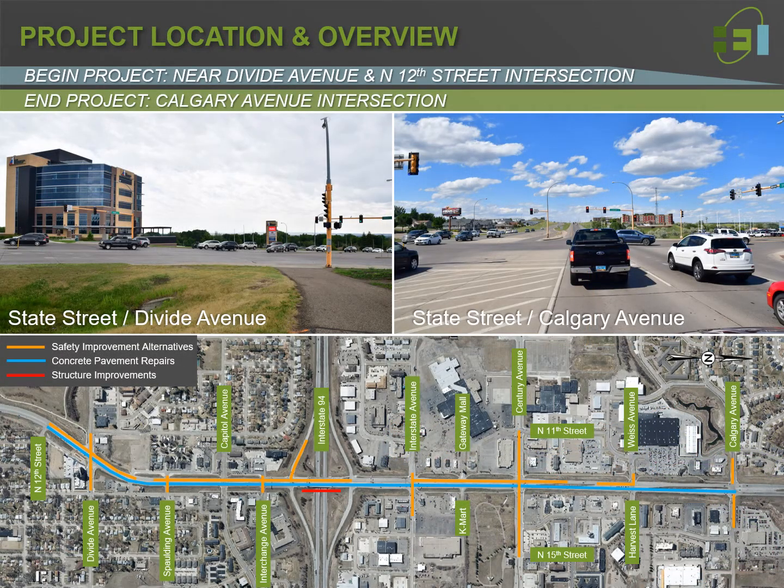The State Street Safety Improvement Project would begin south of the Divide Avenue intersection near North 12th Street and end at the Calgary Avenue intersection. The project includes intersection improvement alternatives at several locations along the corridor as depicted by the orange line on the lower image. In addition, concrete pavement repairs are proposed along the State Street segment as highlighted in blue. Also, there will be structure improvement work including deck spall, abutment and pier spall, and barrier repairs on the Interstate 94 overpass structure as highlighted in red.